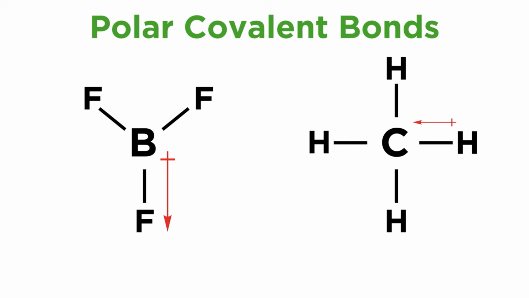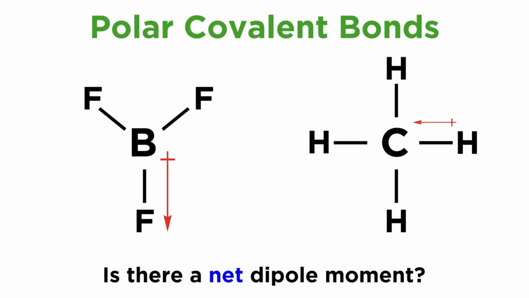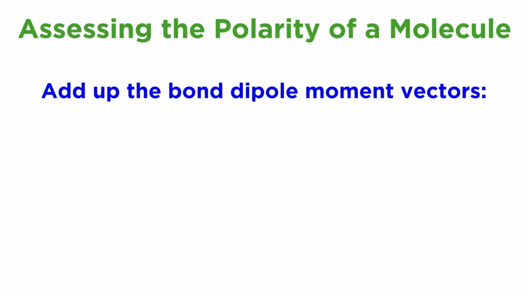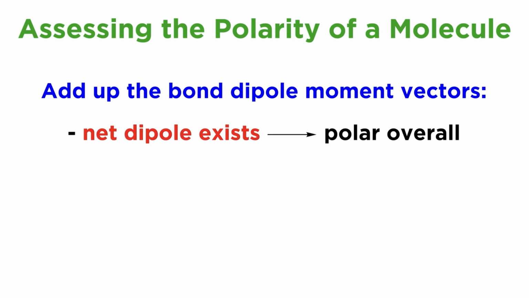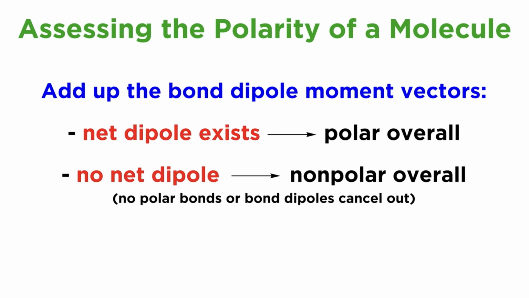bond is more polar. But we also want to be able to assess whether a whole molecule is polar or nonpolar, because if it is polar, it will have a net dipole moment. We can find the dipole moment of a molecule by adding up all the individual bond dipole moments. If there is a net dipole, the molecule is polar. If there is no net dipole, which can happen either if there are no polar bonds or if the vectors of the individual bond dipoles cancel each other out, the molecule is nonpolar.